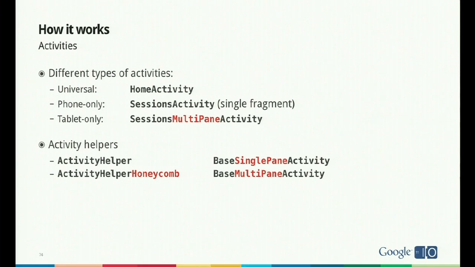So there are really 3 different types of activities in this app. There's first the universal activity that, well, it's just, I guess in quotations, it's not a real name, but universal types of activities that are the same pieces of code that run on both phones and tablets. They may use different fragments. They may have switch statements in certain cases, but most of the core code is the same. You also have phone-specific activities, such as the sessions activity, and then tablet-specific activities, such as sessions multi-pane activity.